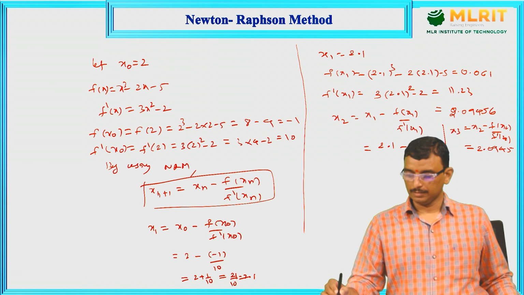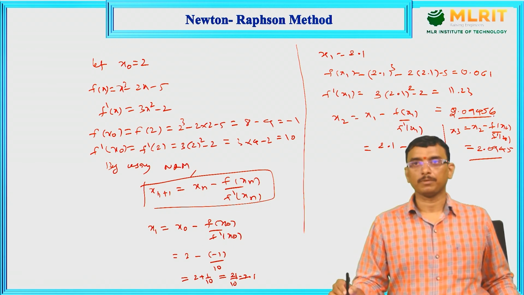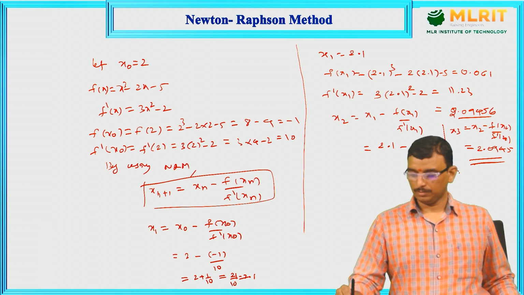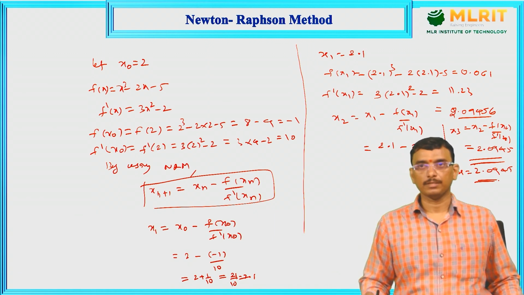So we'll get 2.0945. So approximately these two values are the same, so we can stop the process. So the required root is x is equal to 2.0945, which is the required root of the equation f of x is equal to 0.